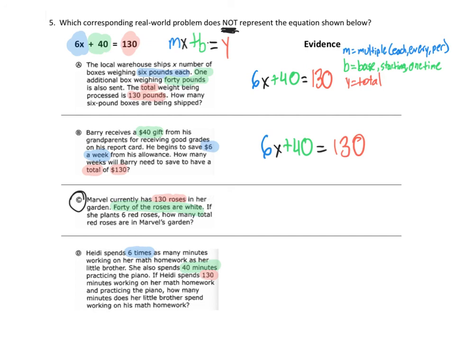So we can go ahead and write out our equation. We'll get 6x, because that's 6 times the amount of math her brother did, plus 40 minutes for piano, equals 130 minutes total that she spent studying or practicing. So again, this question says which problem does not represent. We were able to come up with 3 equations and one that was not correct. So in this answer, we would choose the one that does not represent the equation.